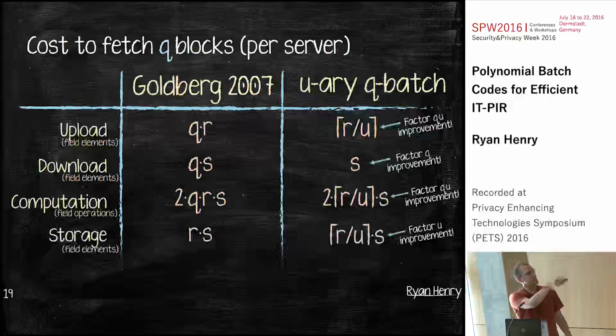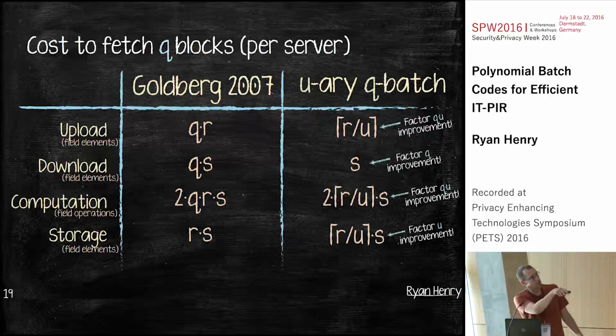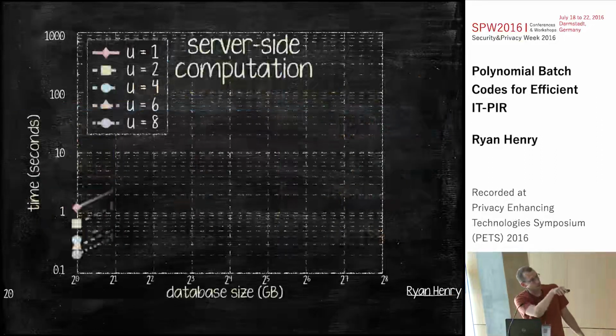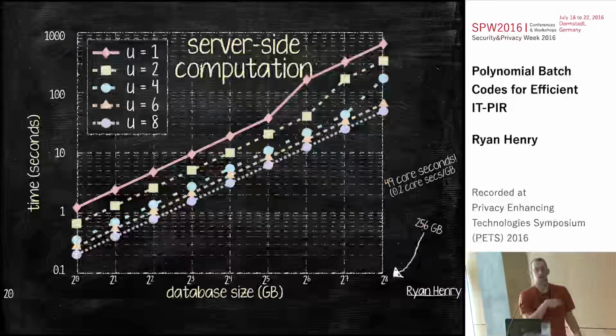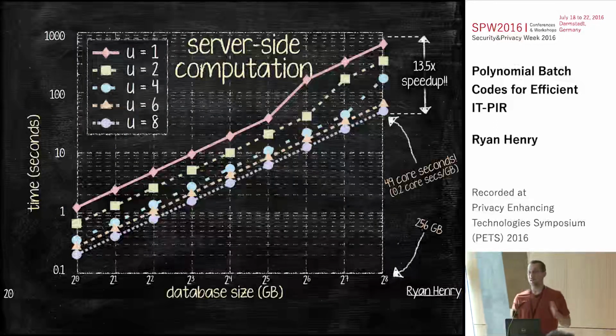metric. So to get Q blocks from one of these U-ary encoded databases, we get a factor QU speedup. In 2 of the metrics, we get a factor Q speedup in the download cost and a factor U speedup in the storage cost, and everything is much quicker than it used to be.